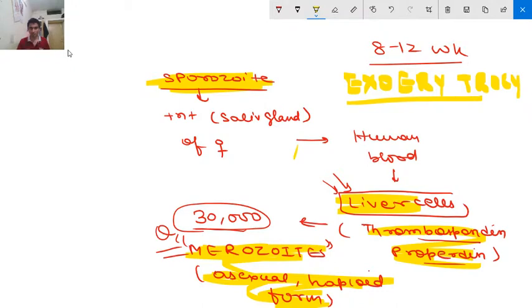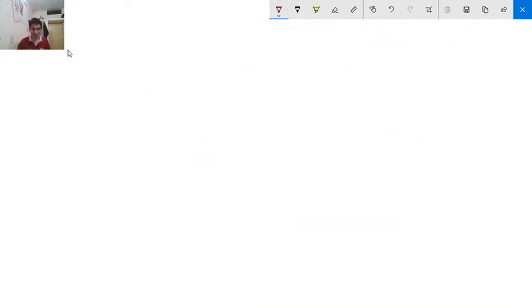So this whole stage, the infection of the liver cell and the formation of merozoites, is known as the exoerythrocytic stage, and it is basically an asymptomatic stage. There will be no symptoms of malaria during this exoerythrocytic stage. Clear? Now we have discussed the exoerythrocytic stage. Now moving to the next.